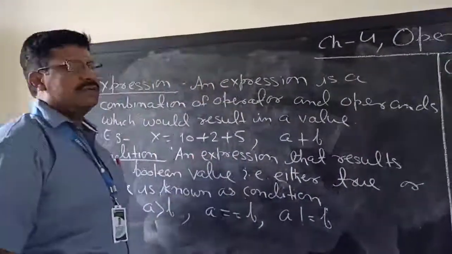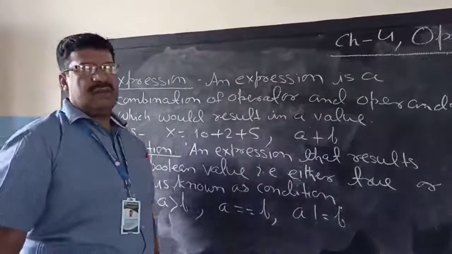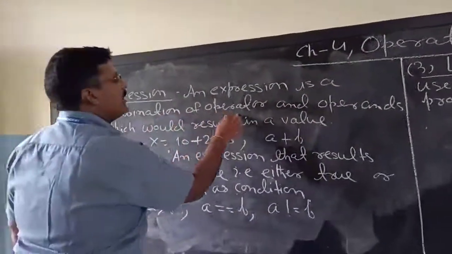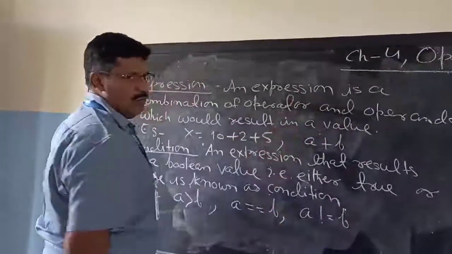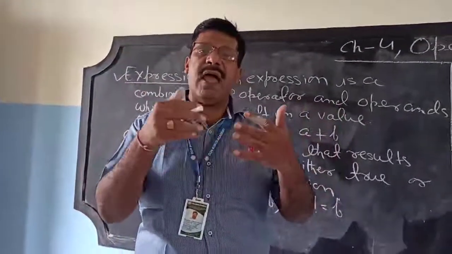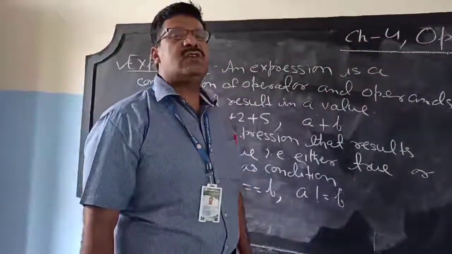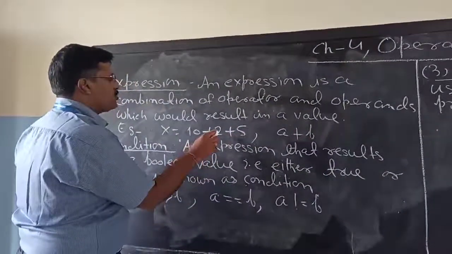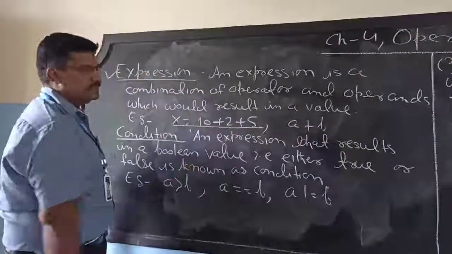Today we are going to start the next topic. What is an expression? An expression is a combination of operators and operands which would result in a value. So an expression has both. Together they give a value, a result, and that is called an expression. Like x equal to 10 plus 2 plus 5. So 10 plus 2 is 12, 12 plus 5 is 17. So the x value will be 17. So this is an expression.